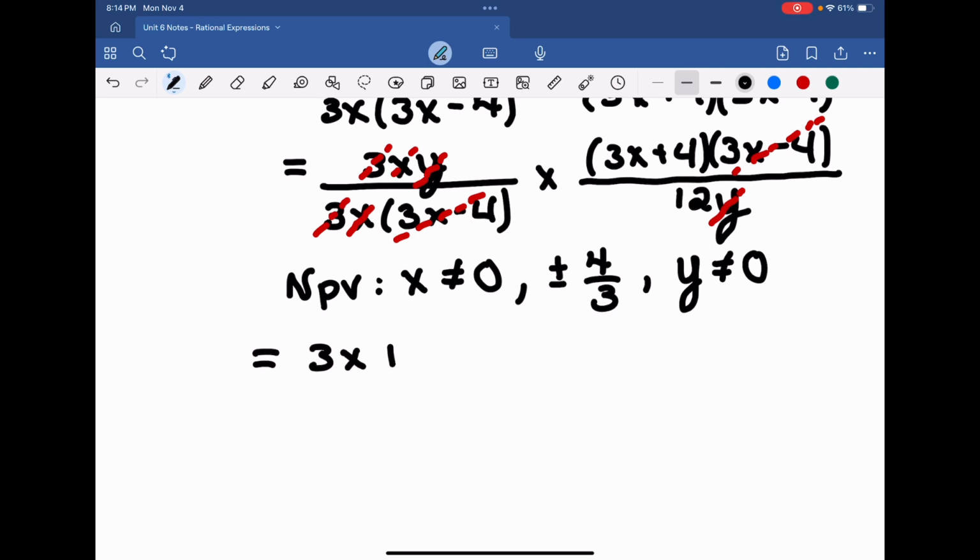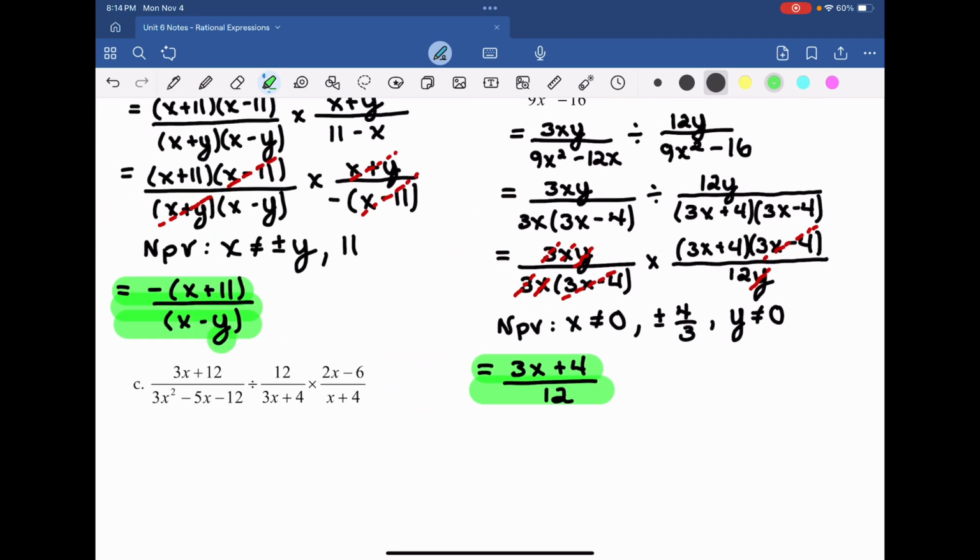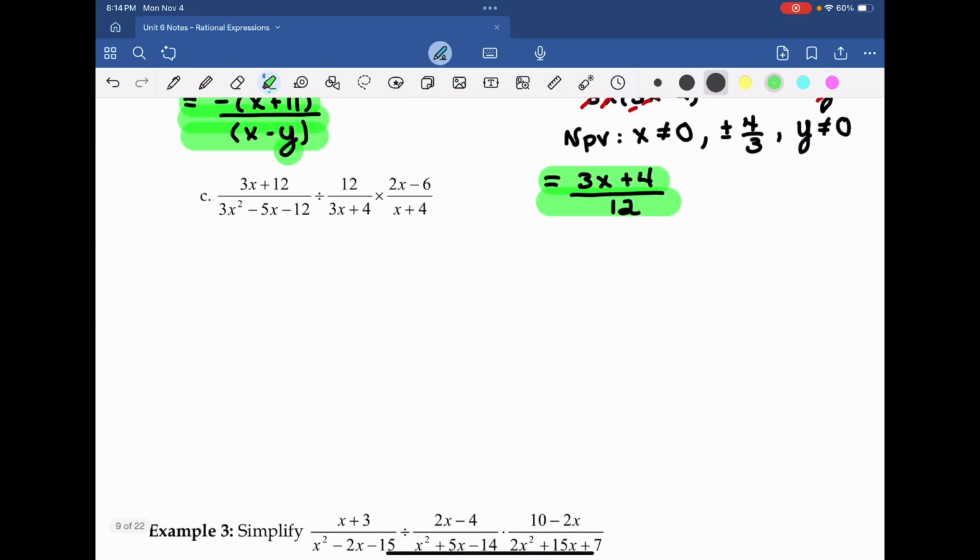In the numerator, we have 3x plus 4, which is the one binomial left. And then in the denominator, we have 12. Now, you could separate this and make them their own fractions and then reduce them, but I'm going to leave it exactly as is. I'm happy with this as it is. Perfect. Okay, now let's move on to part C.